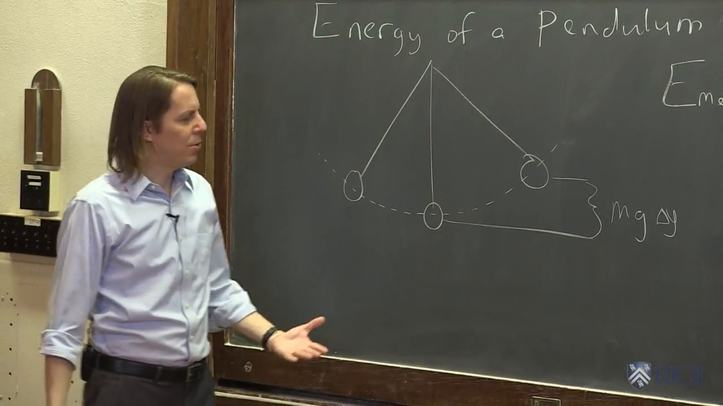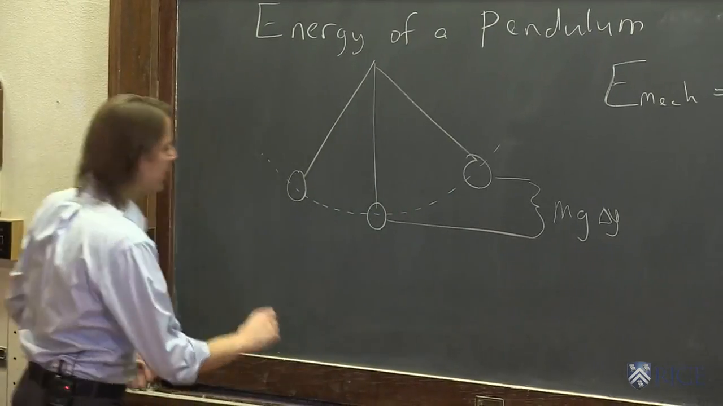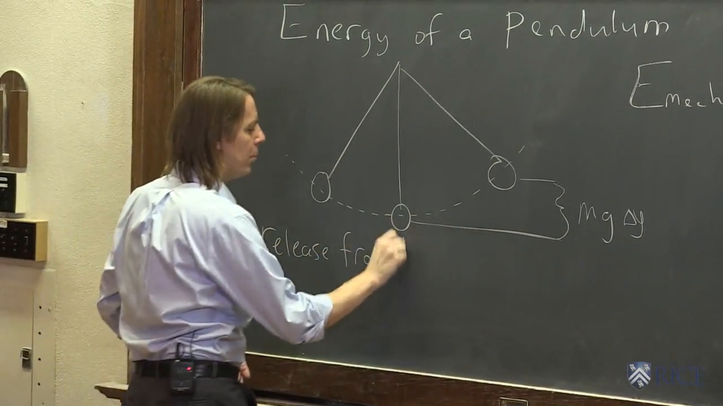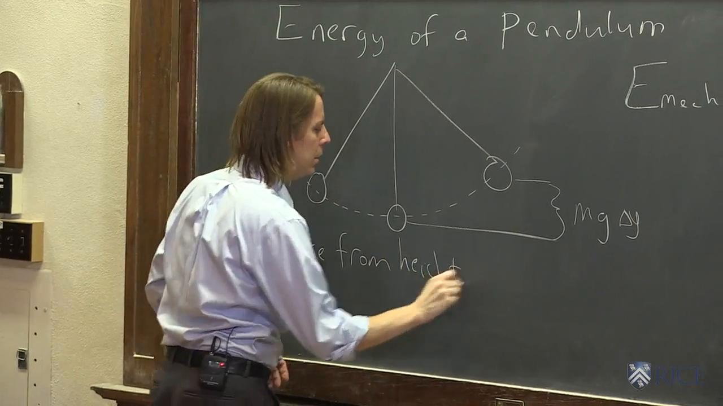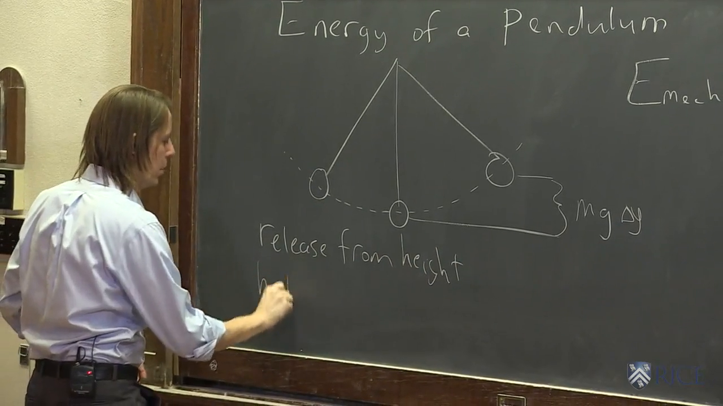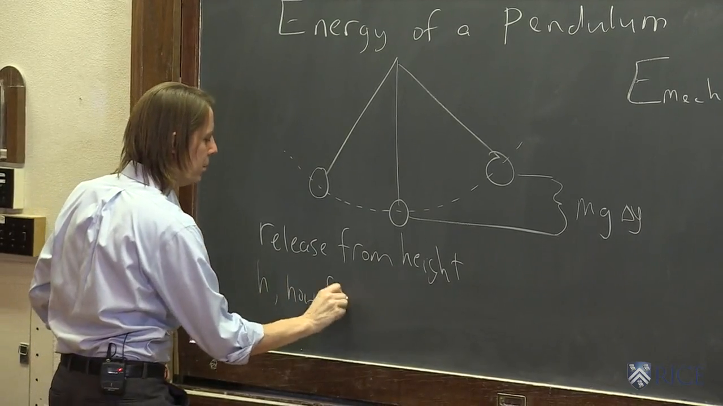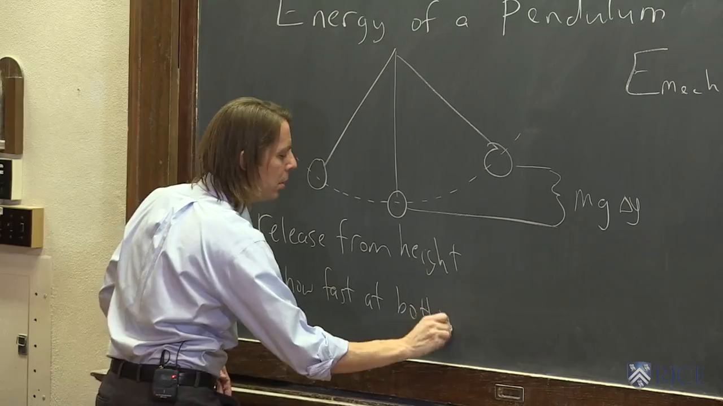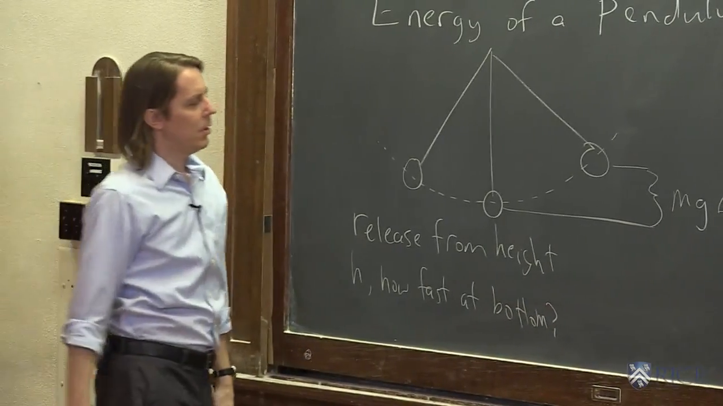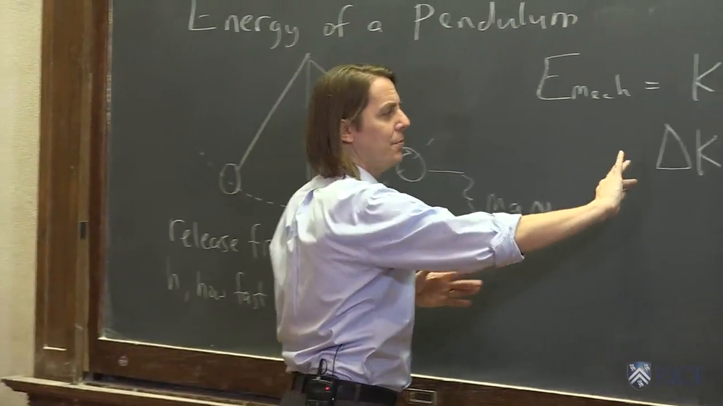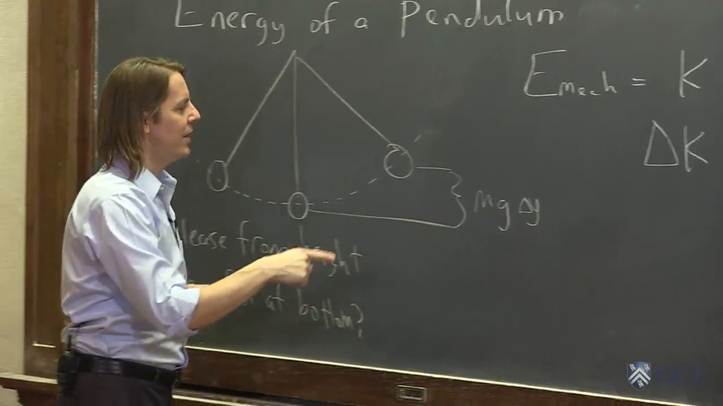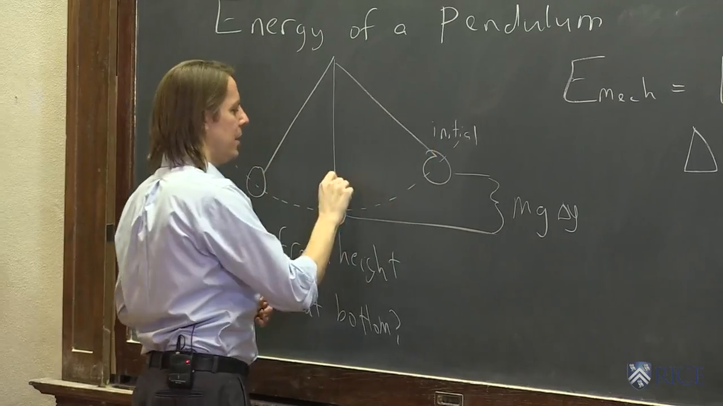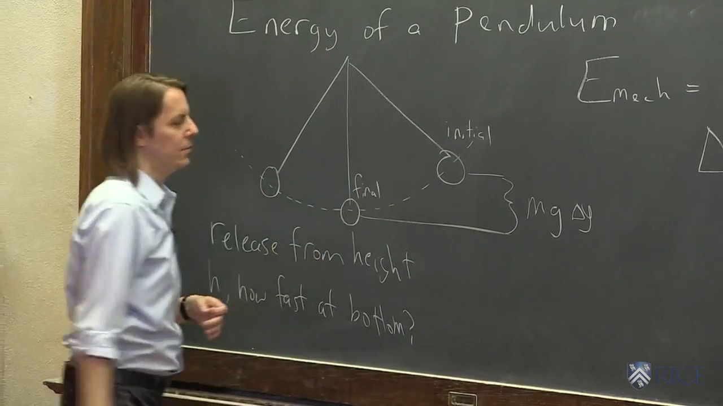So one kind of problem you could say is you release from height h, how fast at the bottom? Well, let's see. Initially, we could actually just solve it formally. We could say delta K, that's K final minus K initial. So let's call this initial and this final.